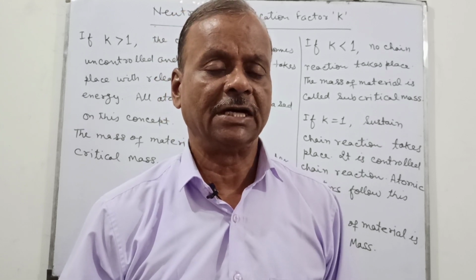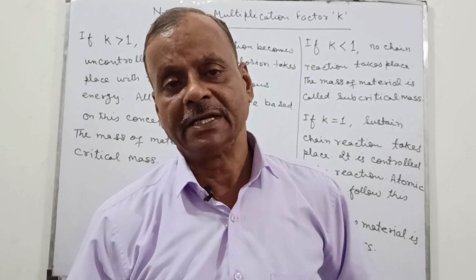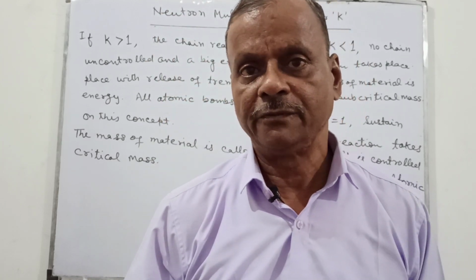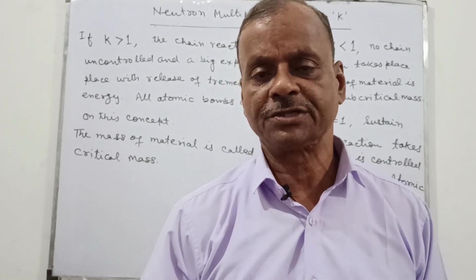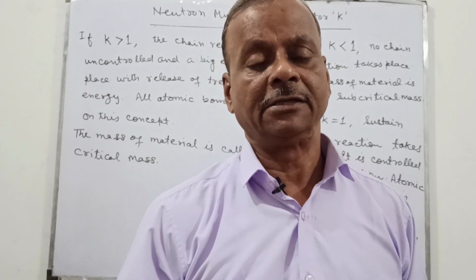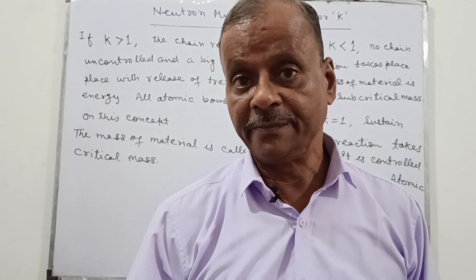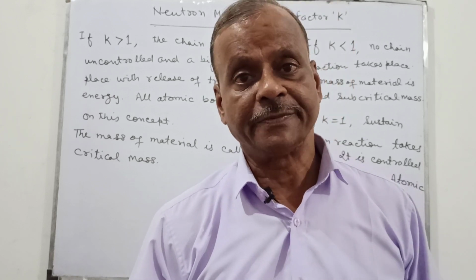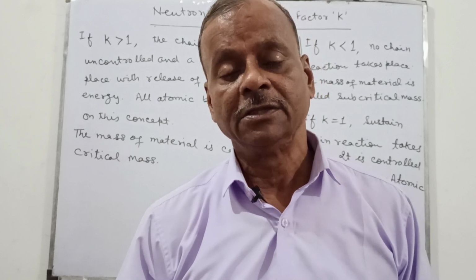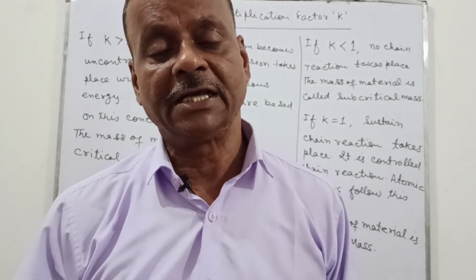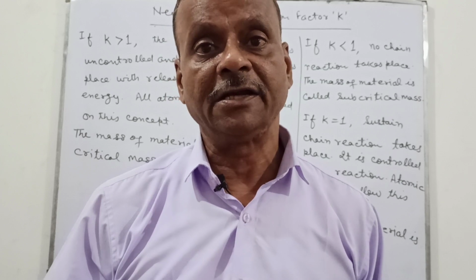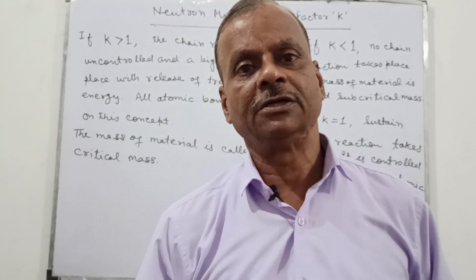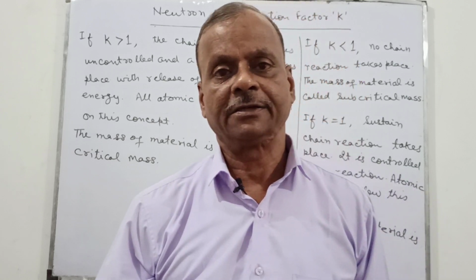The question is asked in competitive exams: what must be the value of the multiplication factor for the sustained chain reaction, non-sustained chain reaction, and also the subcritical mass, critical mass, or supercritical mass. If subcritical mass, then K is less than 1. If critical mass, then K equal to 1. If supercritical mass, then K greater than 1. So this is about the neutron multiplication factor K.